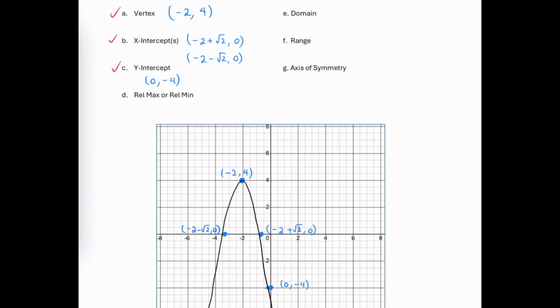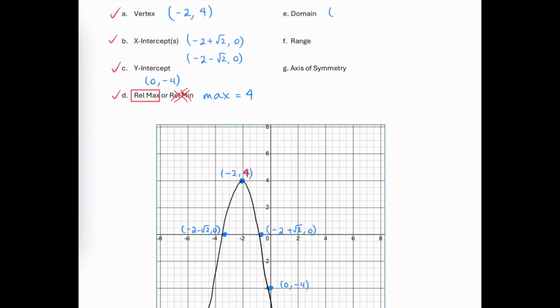And then let's continue to answer the questions up here. What is the relative max or the relative min? When we say find the relative max or minimum, remember we're looking for a y value that is the highest y value or the lowest y value. Since the parabola is opening down, we're going to get a relative max, not a relative min. So let's say that the relative maximum is the y-coordinate of that vertex point. So the maximum is 4. If we were asked where that maximum occurs, we would say it occurs at the x value, negative 2.